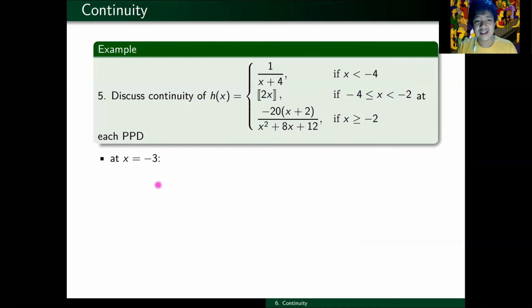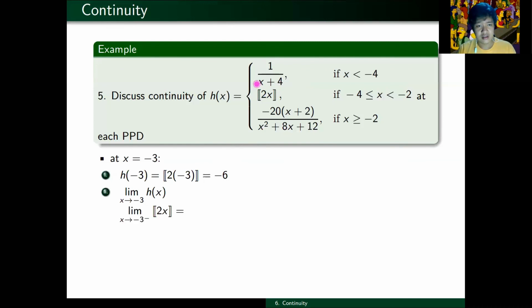At x equals -3, -3 falls here, no? So, to check the function value, I will use this one, and I get -6. Okay, good. Second condition, does the limit exist? To get the limit as x approaches -3, I only have one function to use, which is this one. Tama?